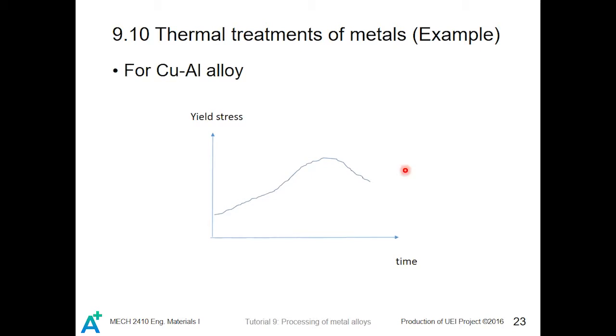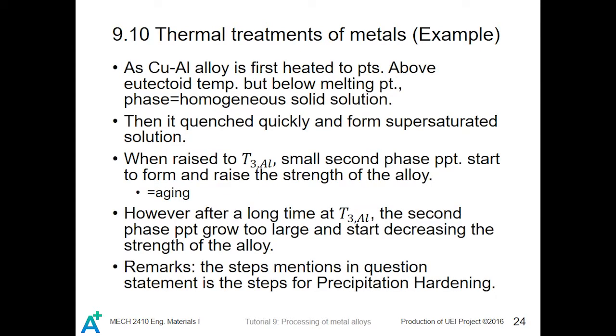For the copper aluminium alloy, we have a different kind of yield stress sketch. The yield stress will first rise to a certain point, and then it will drop. It is because the copper aluminium alloy is first heated to some point above the austenite temperature but below the melting point. At this phase, it is a homogeneous solid solution. Then such an alloy is quickly quenched, and during such a process, a supersaturated solution will be formed.